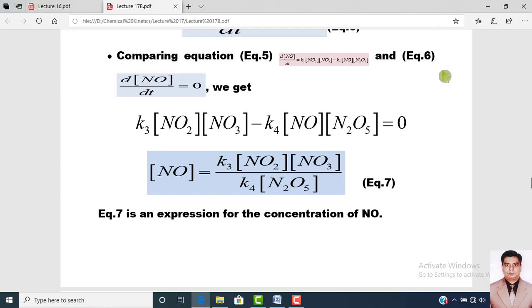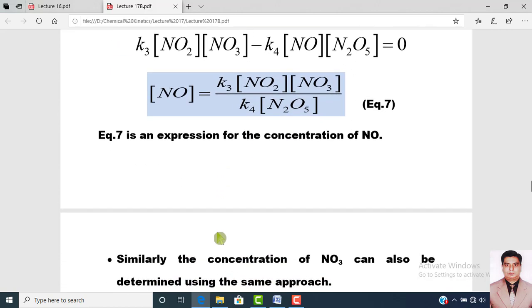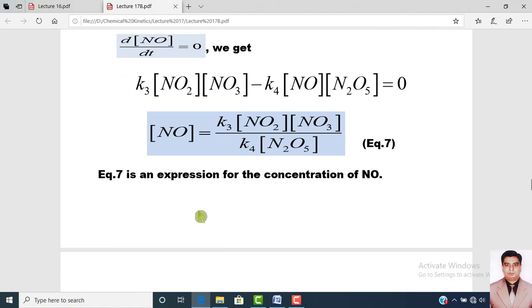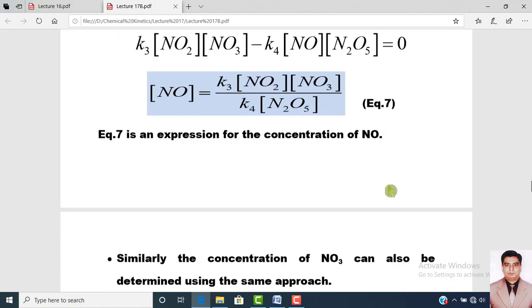So dear students, if we just separate out the concentration of nitric oxide here, then this equation can be written in the form of equation number 7, according to which the concentration of NO is equal to K3 into NO2 into NO3 divided by K4 into N2O5. Dear students, this equation number 7 is the expression for concentration of nitric oxide.